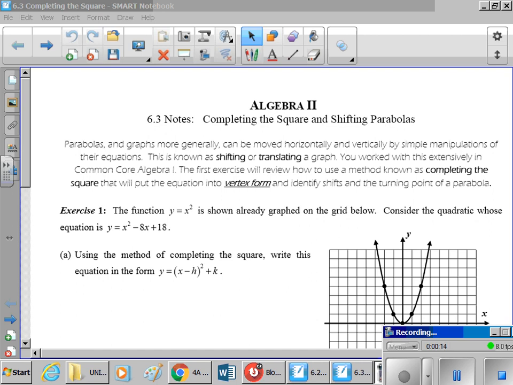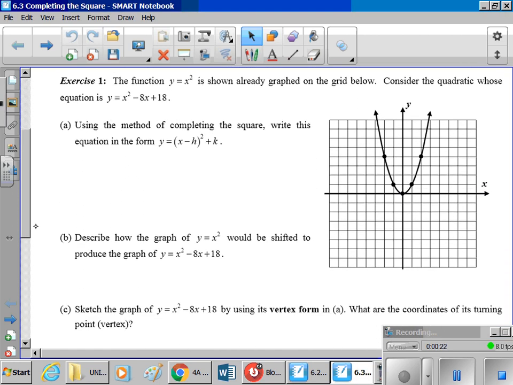So some of this might look familiar, but I figure that we should go through it because it is so important in the Algebra 2 curriculum. It's really kind of important to make sure we all remember how to do it. So completing the square and shifting parabolas.